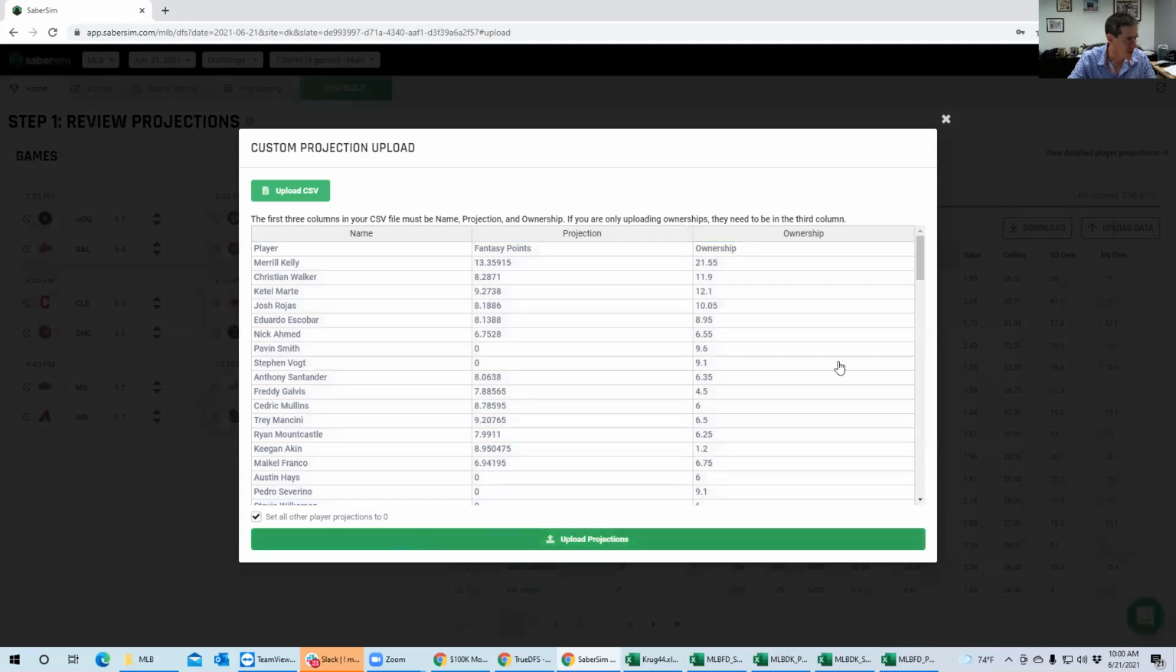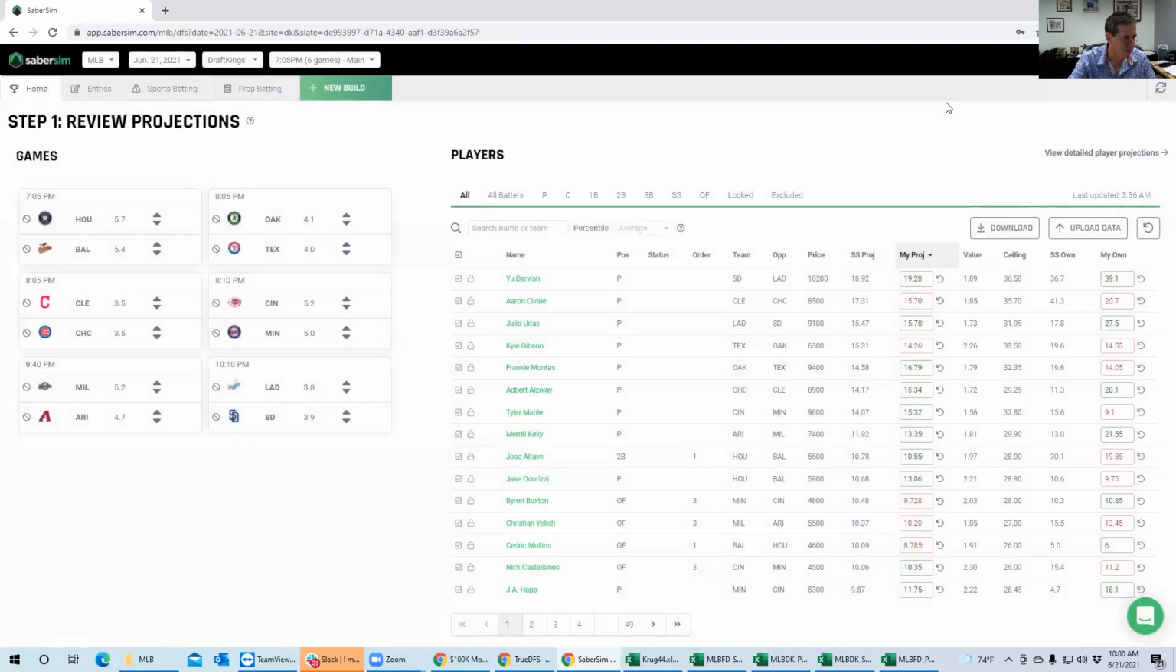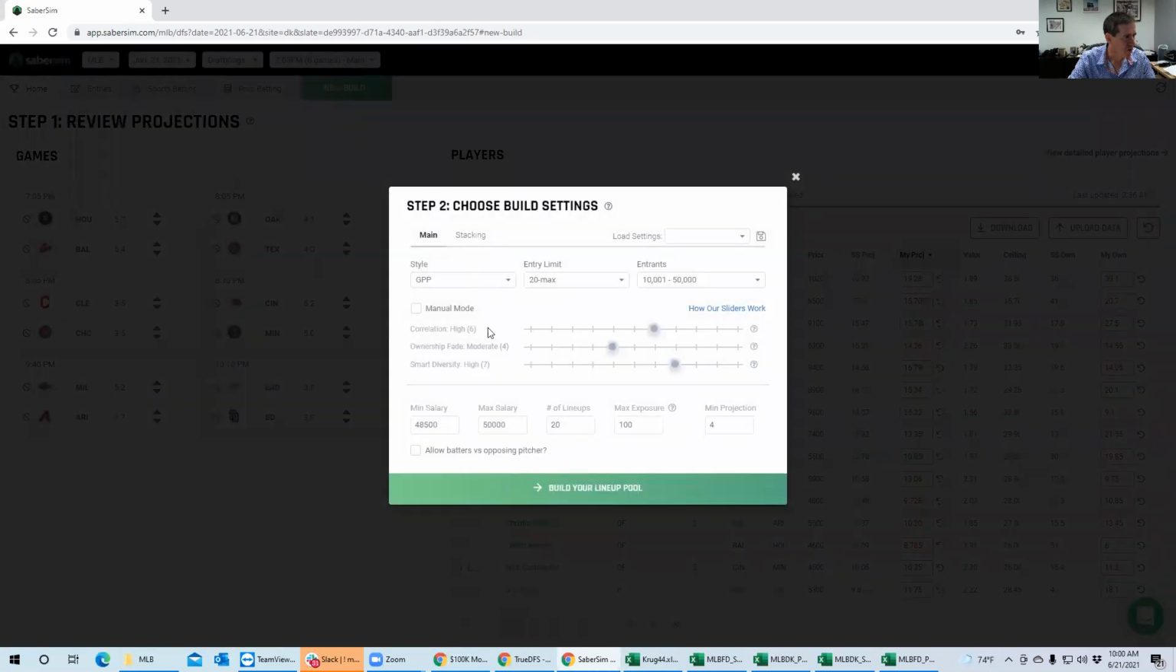This really leverages all the work that I do, and then I use SaberSim's algorithm to help build the upside lineup. So instead of these build settings, I want to change it a little bit. Actually, this is okay. I was going to say the ownership fade's fine. And smart diversity, that means how much are we going to ignore the projections? That's basically what it means. It's about two-thirds down, which is about fine for baseball. Again, as I mentioned, projections are not that big a deal, but they're somewhat okay.